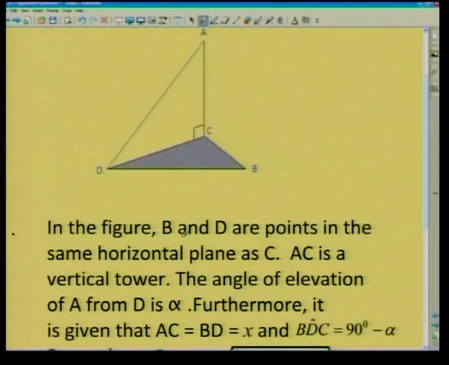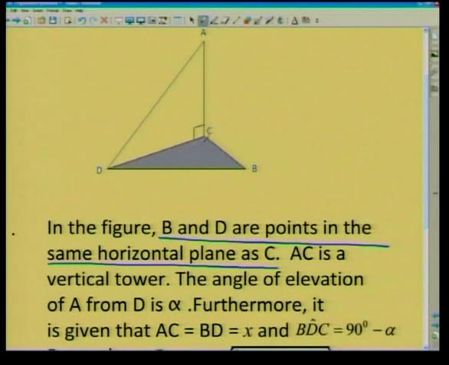In the figure, B and D are points in the same horizontal plane as C. What on earth does that mean? Now, horizontal, remember, is level. The ground is horizontal. So when I say in the same horizontal plane, in simple terms, I'm saying on the ground. So in actual fact, this highlighted bit of the drawing is on the ground. And it says AC is a vertical tower. So this is standing out of the page.